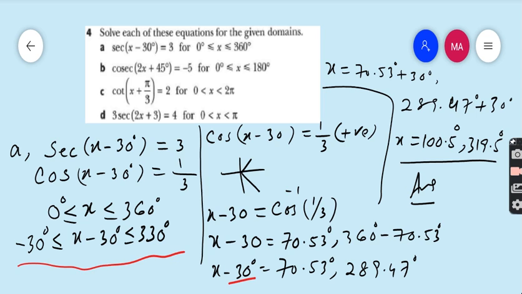So I hope you completely understand. In this question number 4, first we have to change the domain. Now move to part B.